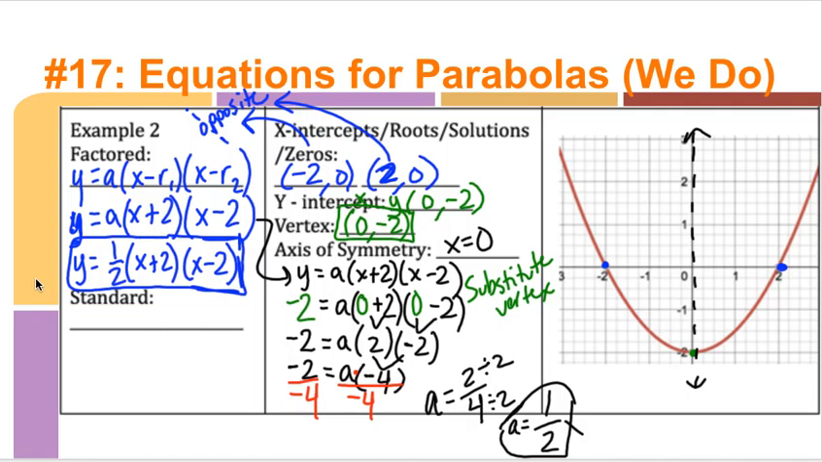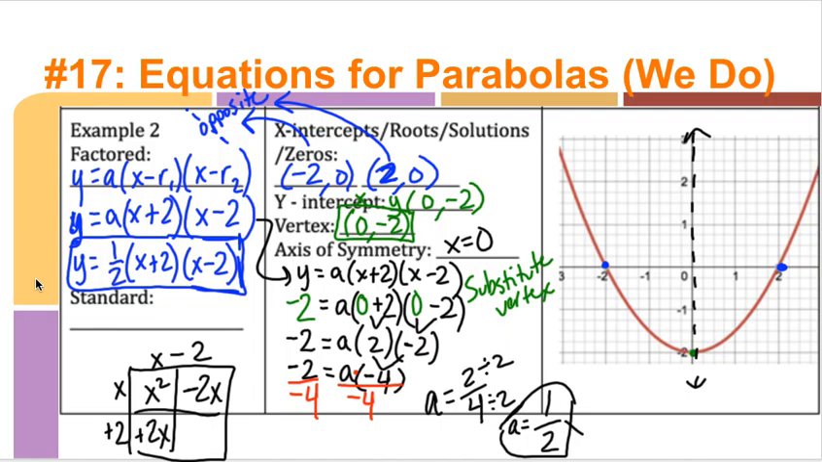Alright, so now to find the standard form equation, again you create a box. (x − 2), (x + 2). x multiplied by x makes x squared. x multiplied by −2 makes −2x. Positive 2 multiplied by x is plus 2x, and positive 2 multiplied by −2 is −4. I find my like terms, −2x and positive 2x. Remember, those would make a zero pair, so we're just left with x squared minus 4. So I've got y is equal to half of (x squared minus 4).